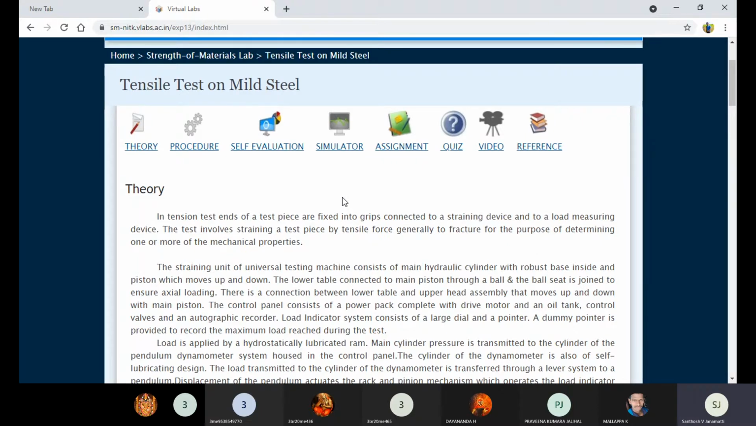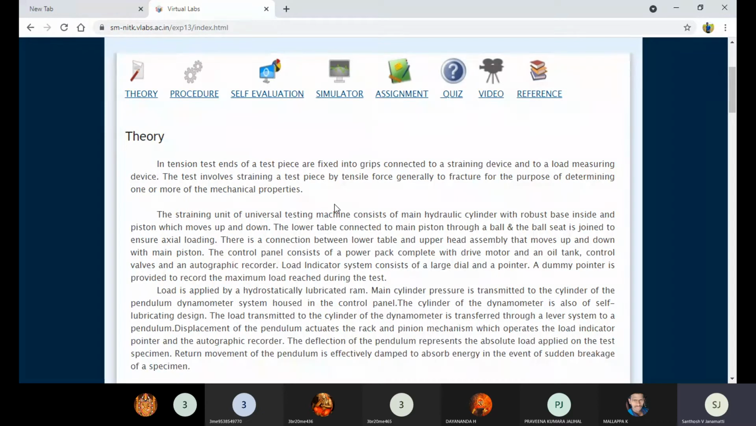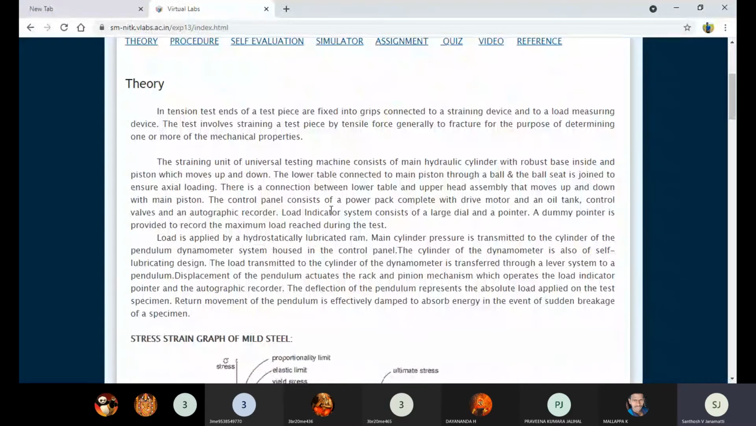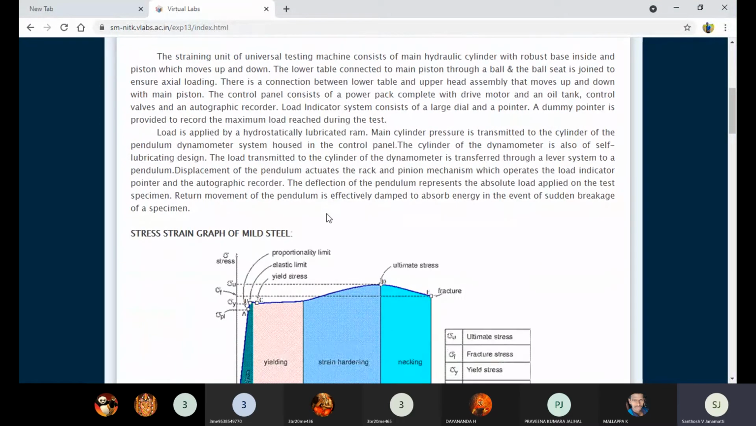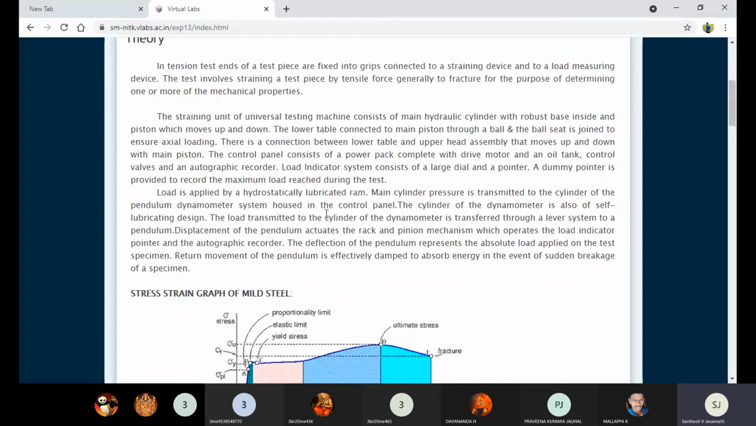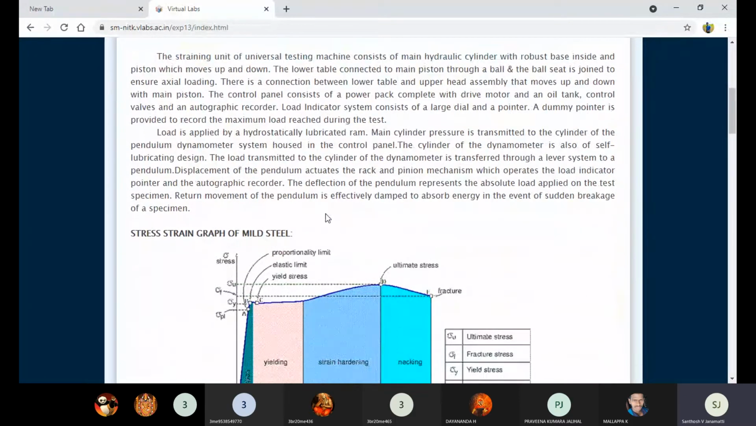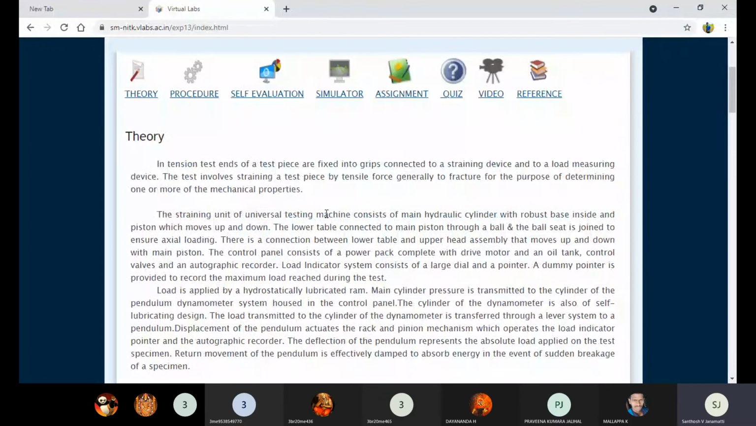Everybody knows what exactly the tensile test is. Theoretically, we discussed it in the last semester. Now I would like to ask a simple question here. What do you mean by tensile strength of the engineering material? Please, anyone, answer my question. Please, anyone answer this question.